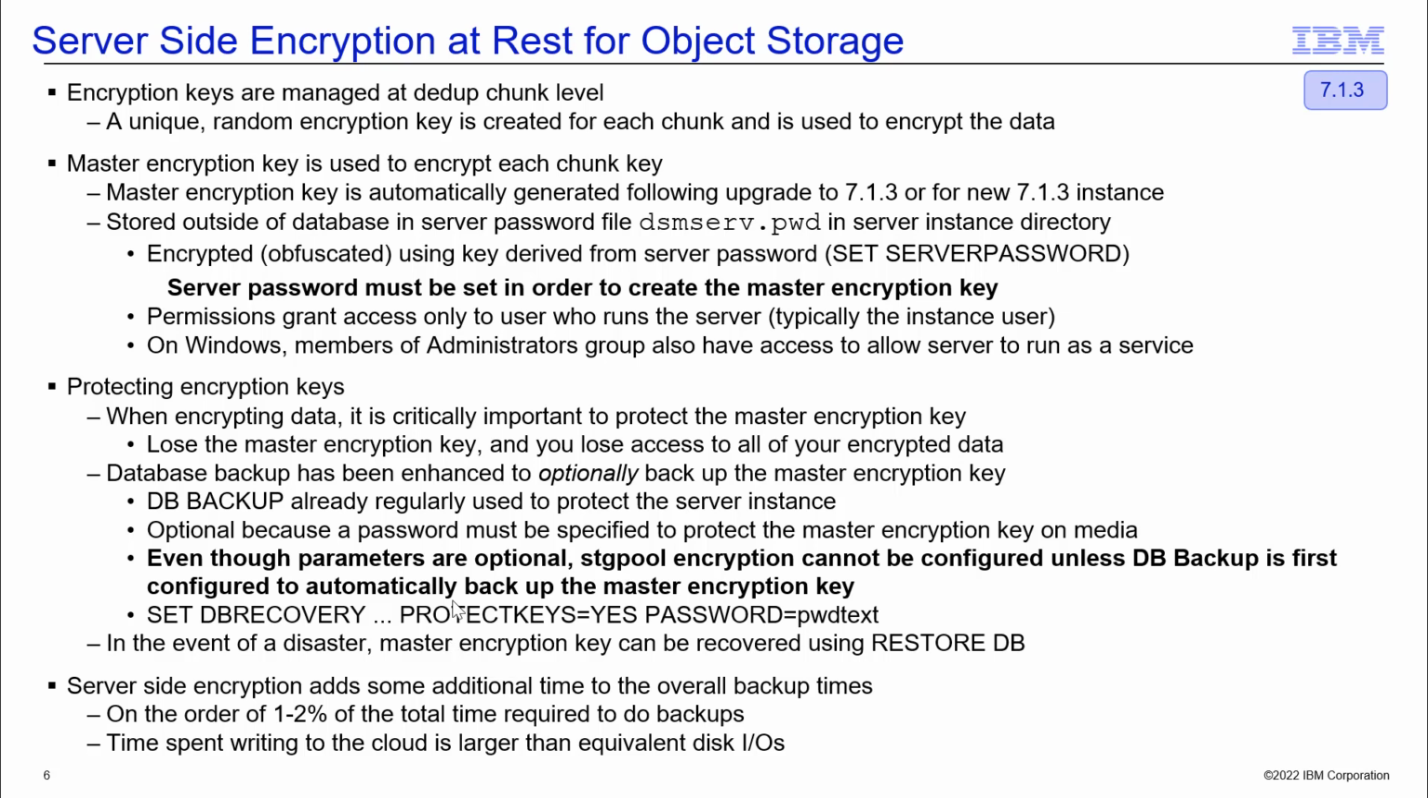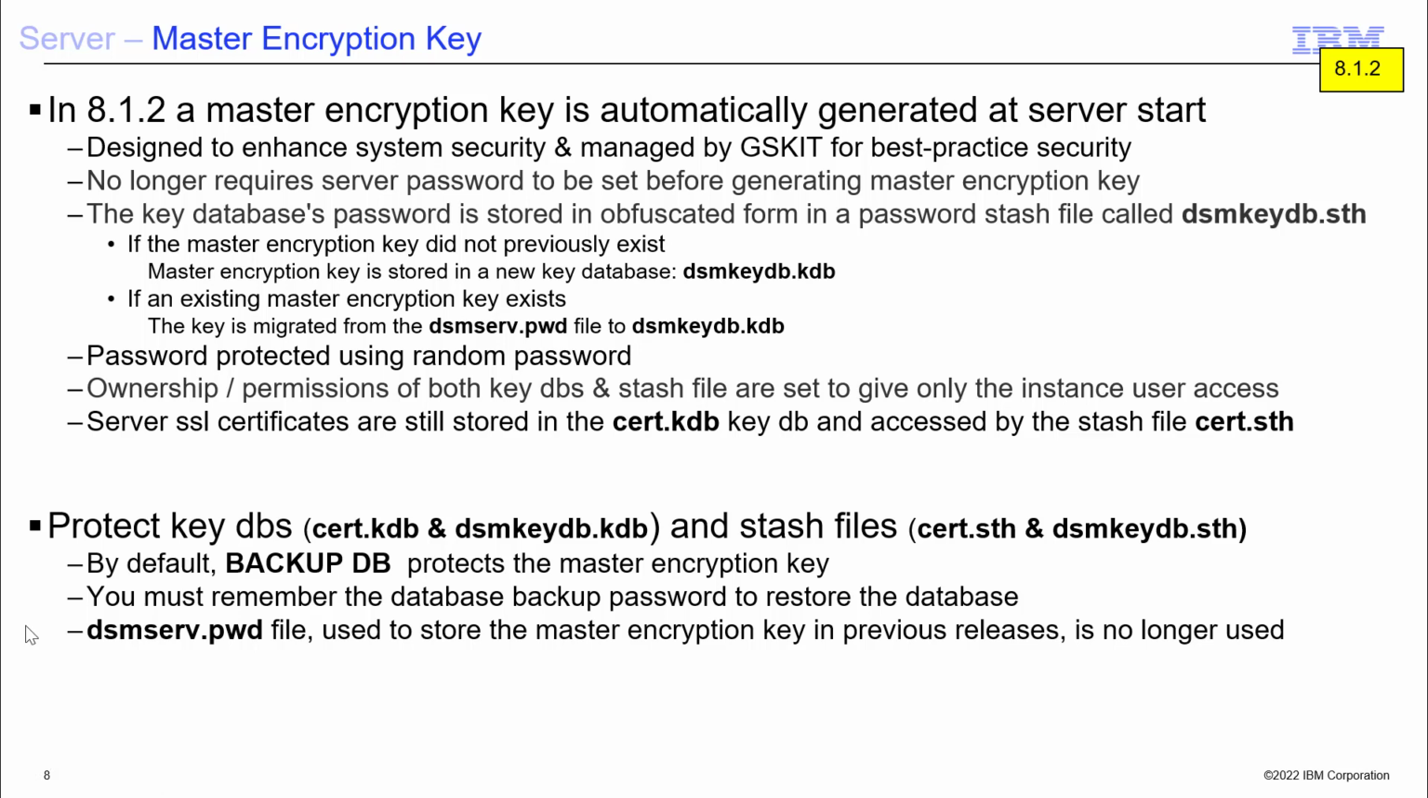Now, regardless of the version, encryption on the Spectrum Protect server does add additional time to the overall backup. That will be on the order of 1 to 2% of the total time that's required to do your backups. And you will also have some CPU impact as well if you do encryption. Now, in version 8.1.2, we added enhancements for a couple things. One of those was the automatic generation of a master encryption key at the start of the Spectrum Protect server. This means you no longer are required to set the server password before generating a master encryption key.